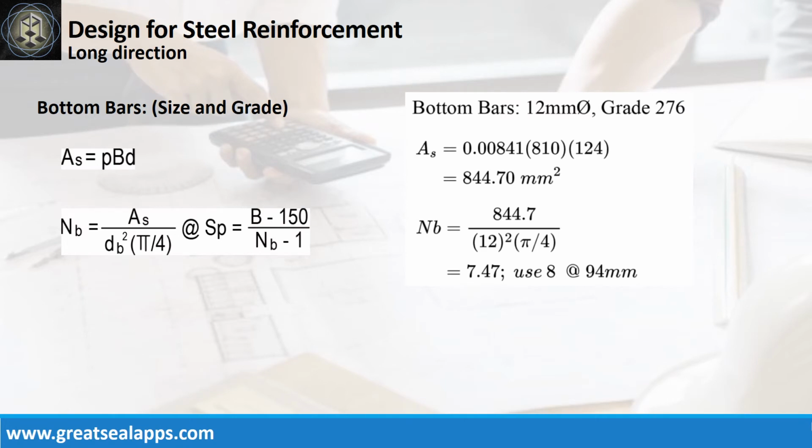Continue at long direction. Given Rho equals 0.00841, B equals 810 mm, and D equals 124 mm, the area of steel for long direction bars is 844.7 square millimeters, and the number of bars for 12 mm bar is 8.